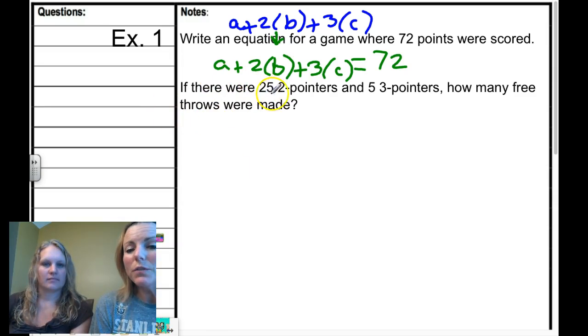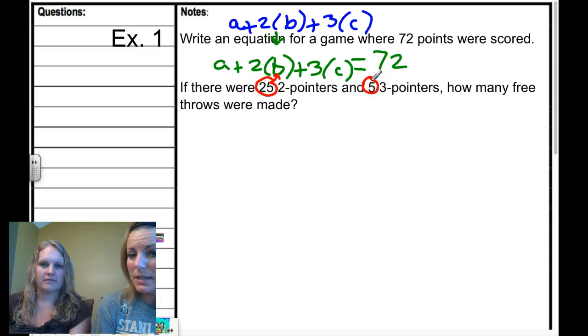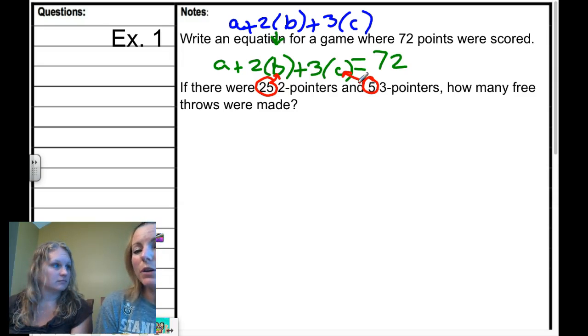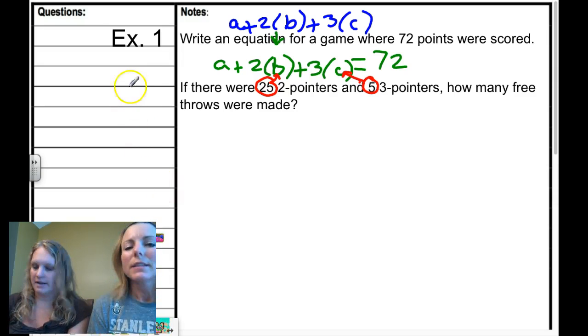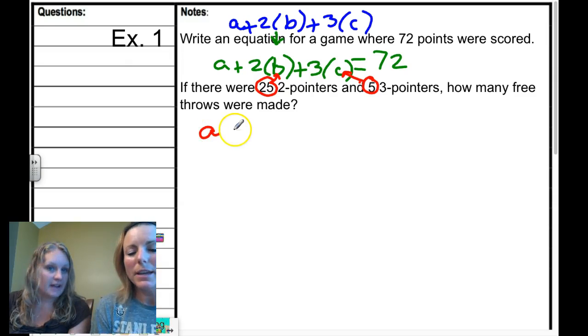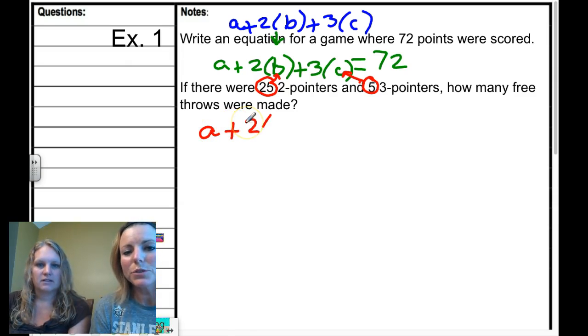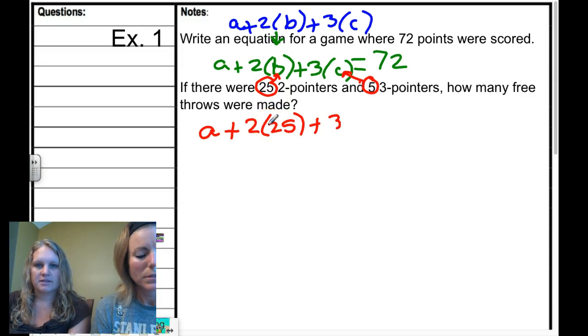Now, let's finish. If there were 25 2-pointers. Okay. So 2-pointers were our B's. Yep. And 5 3-pointers. 3-pointers were our C's. We're just going to be plugging it in. How many free throws were made? And the free throw was our variable A. So we want to find out what A is. Let's plug it in. So we leave A, because that's what we're trying to find. Plus 2, and like I said, we just plug it in for B. Yep. So 25 plus 3. And we said there were 5 3-pointers. Correct. And it equals 72.